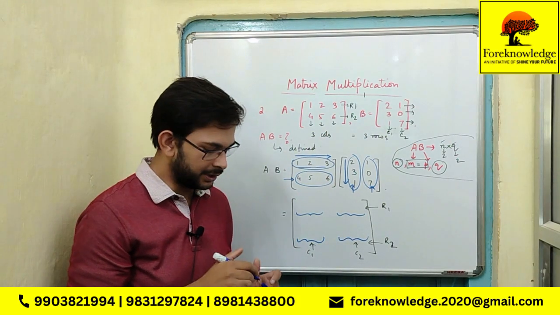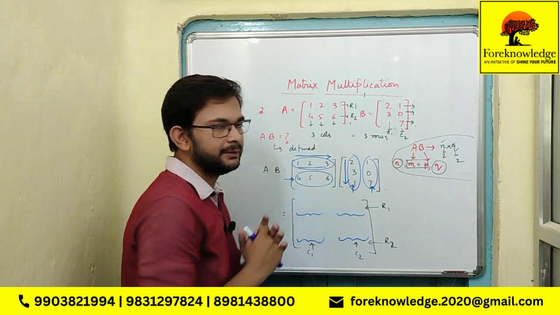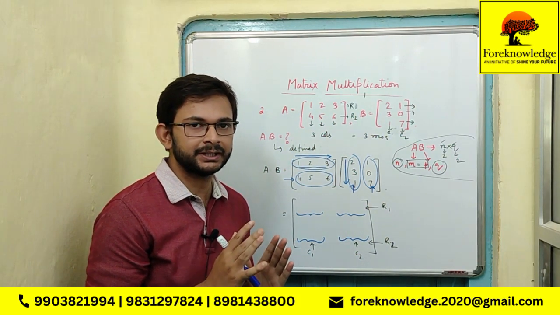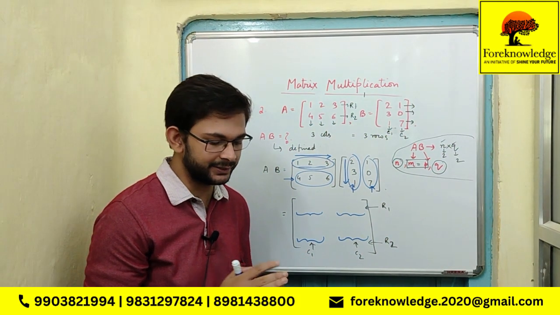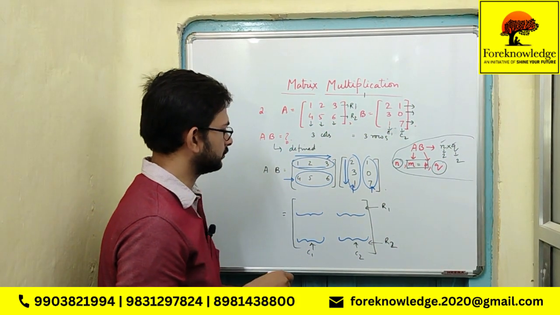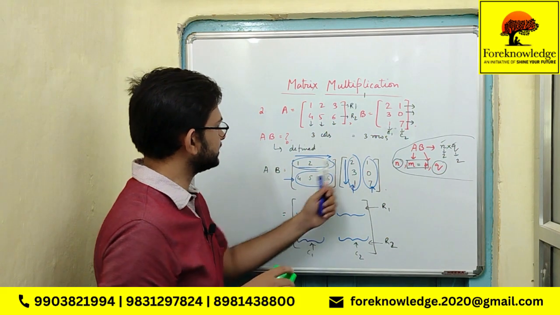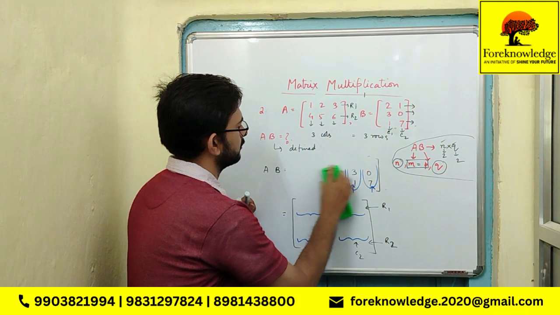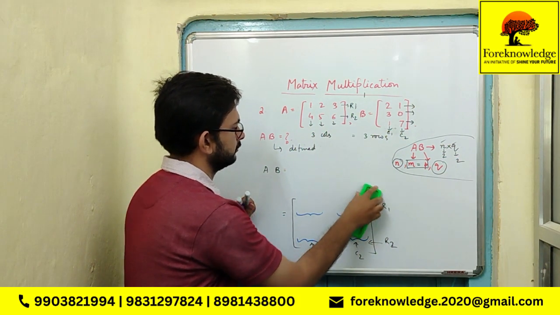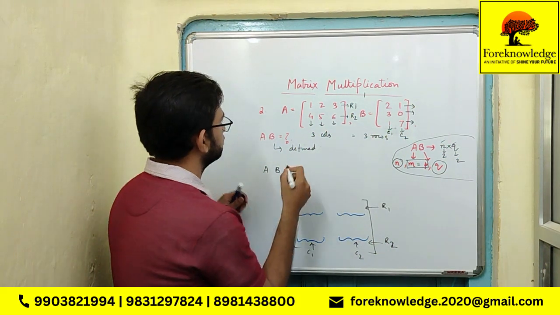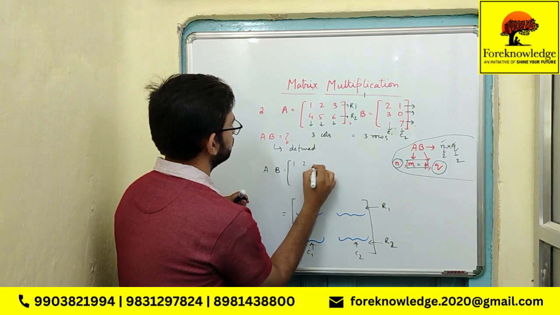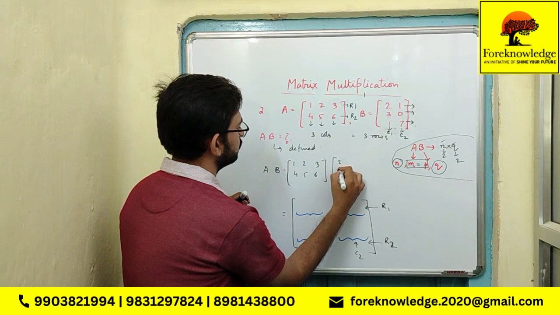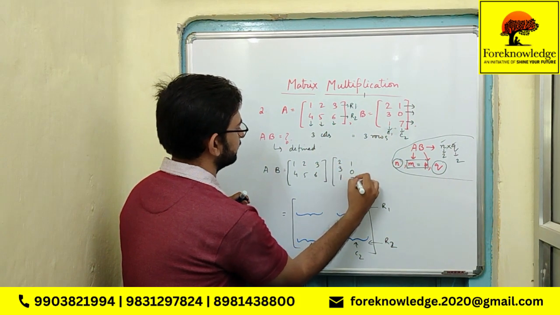Fine. Now multiply element wise and then add them. How does this work? Look, I am just erasing this so that the board is not too congested. 1 2 3 4 5 6 into 2 3 1 1 0 7.